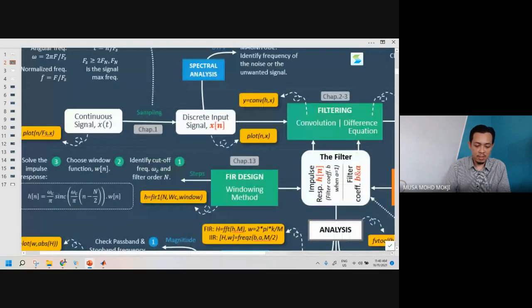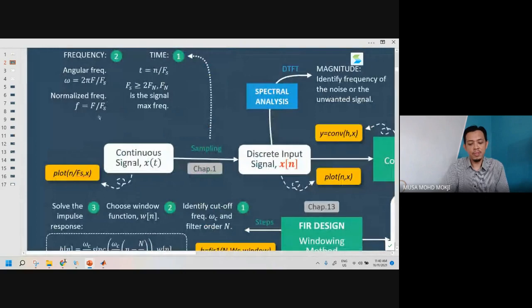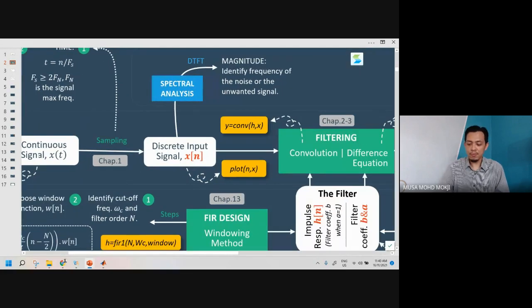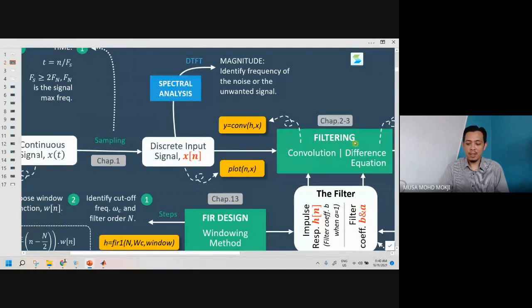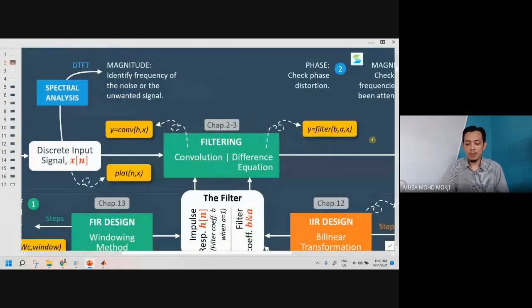Let's make this a bit bigger. If you have a signal, you can plot n over fs. What is n over fs? This is actually t, the time in seconds. What is n? n is the discrete time, so it is an integer. So we're going to plot that, then do filtering and observe the output.